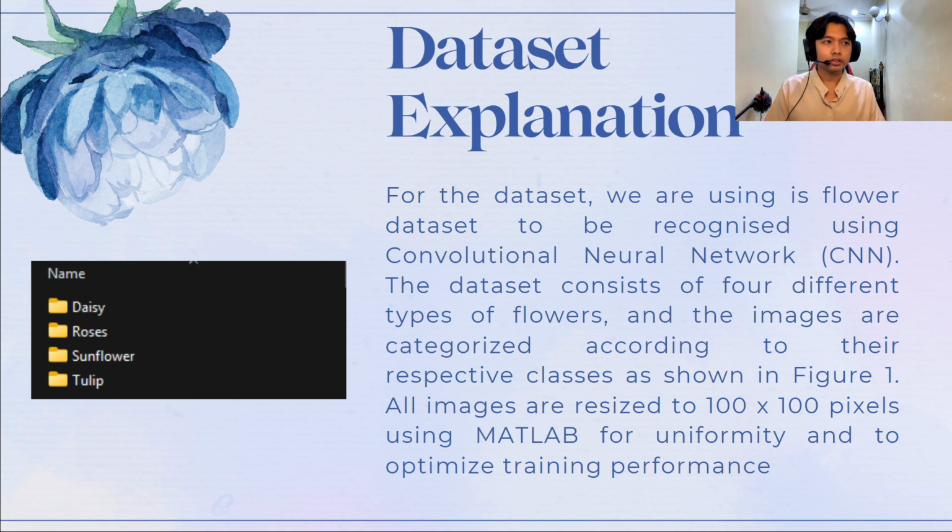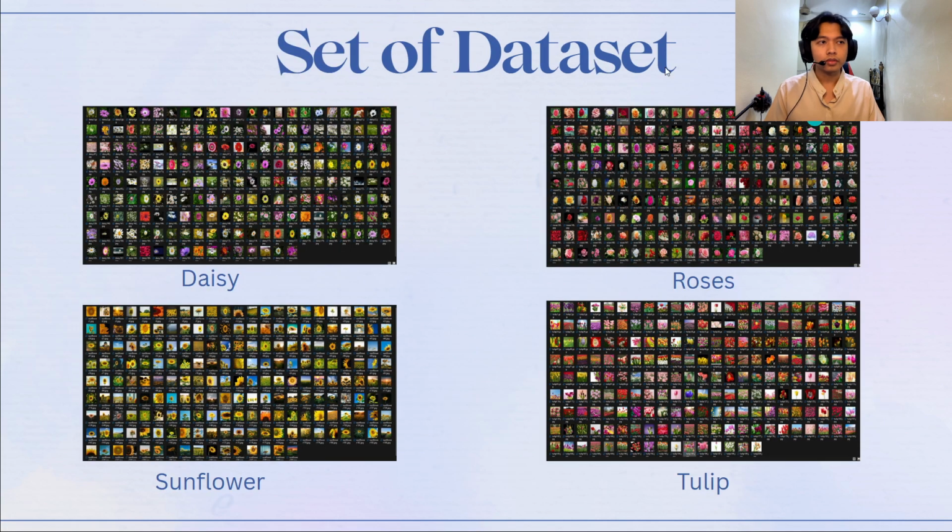This is a data set of 4 types of flower, where each flower consists of 200 images, and the size is 100 by 100 pixels. MATLAB is used to resize the images and improve model performance. So Daisy has 200 images, Roses 200, Sunflower 200, and Tulip 200 images.